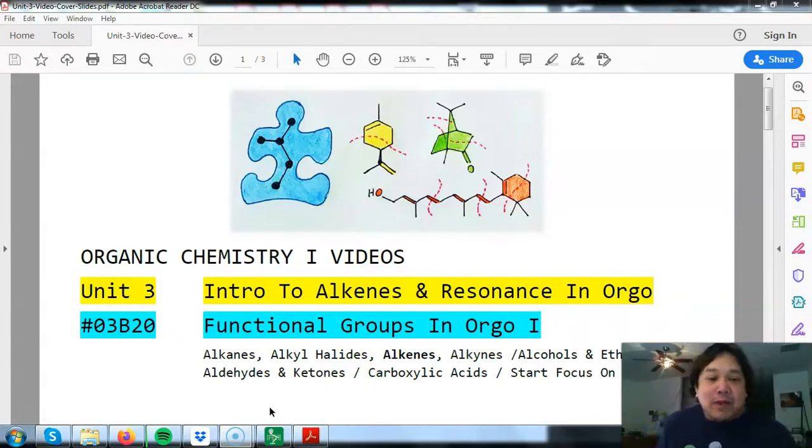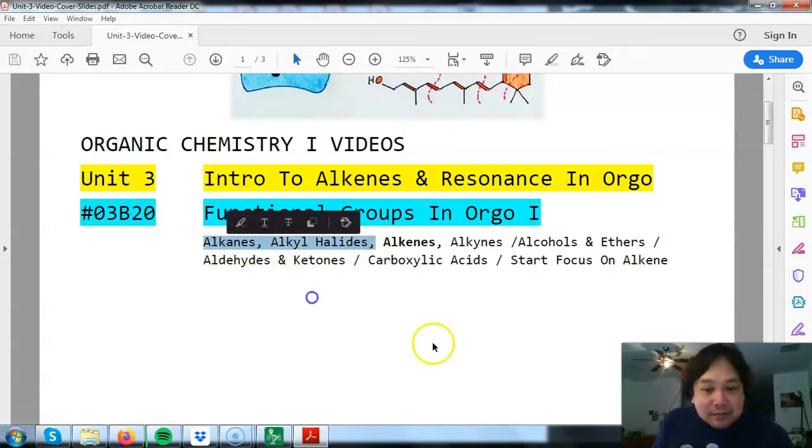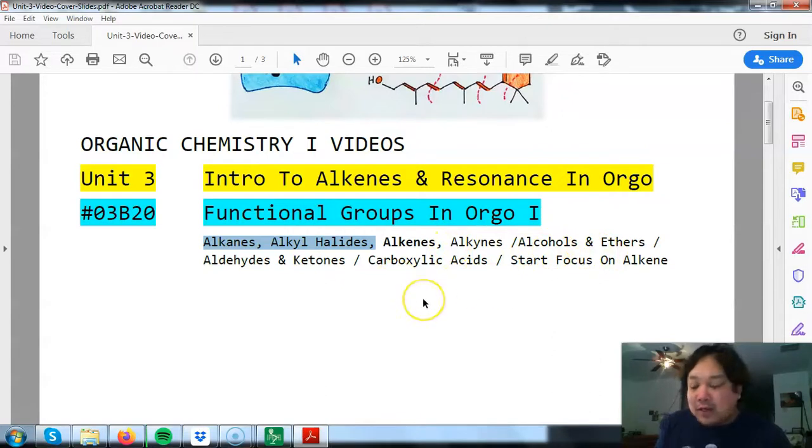Now, before we look at alkenes, we're going to take a broad view of all the classes of molecules that you'll see in organic one. And let me just scroll down a little bit. Thus far in unit 2, we looked at alkanes and possibly alkyl halides. I will look at alkenes briefly, but then we might as well take the opportunity to look at all the other classes or types of molecules that we'll see in this semester.